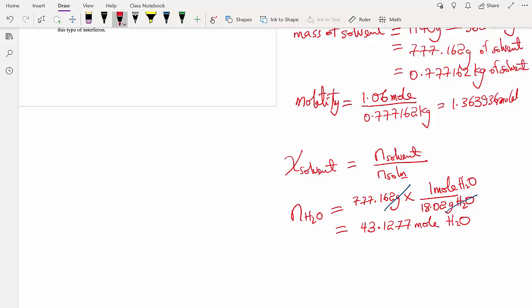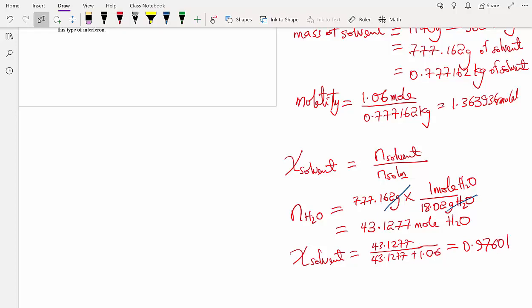So the mole fraction of the solvent will be equal to 43.1277 divided by 43.1277 plus 1.06, which is the mole of the solute. And if you divide, you should get 0.97601.